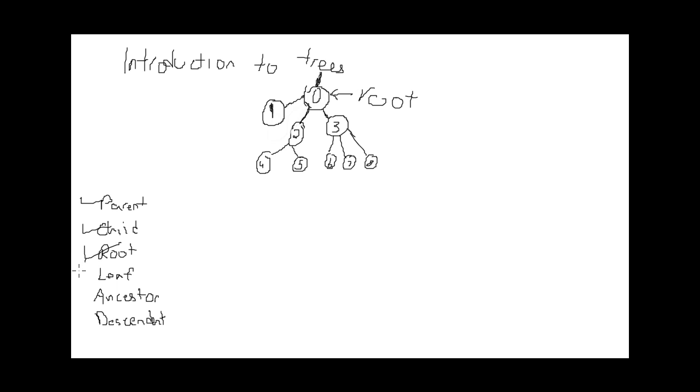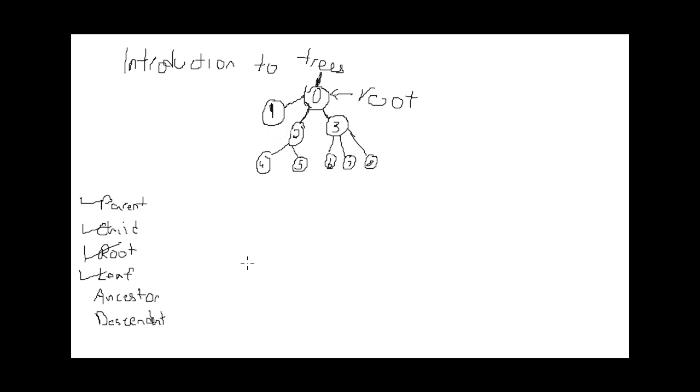Now you also have things called leaf nodes. So leaf nodes are basically nodes that have no children. So in this example, 4, 5, 6, 7, 8, these are all leaf nodes. Also, 1 is a leaf node. So a node is a leaf node because it doesn't have any children. It doesn't matter where in the tree that node is. So that node can be at the top of the tree or the bottom of the tree. It doesn't matter.